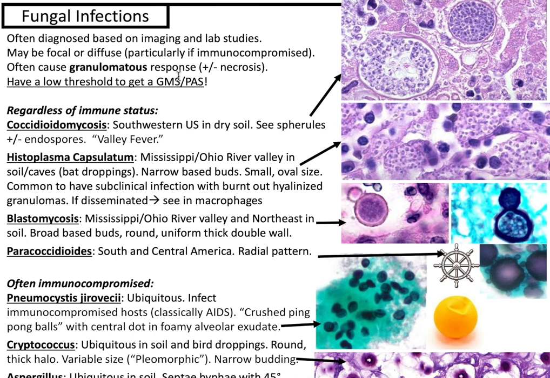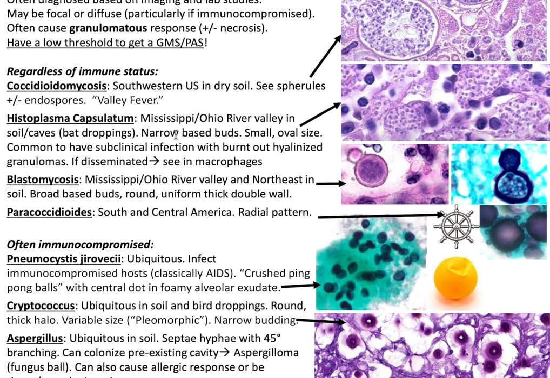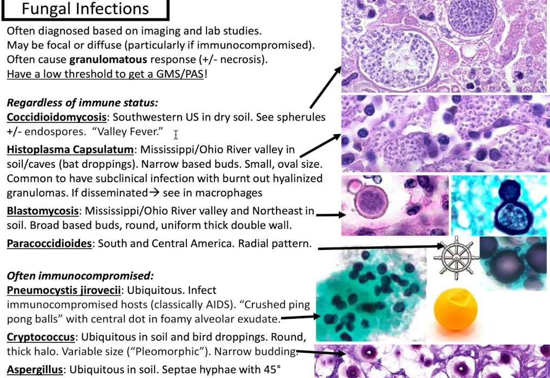It often causes a granulomatous response, plus or minus necrosis, and so have a low threshold to get a GMS-PAS. Regardless of immune status, coccidioidomycosis, generally in the southwestern U.S. in dry soil, and you'll see spherules, plus or minus endospores, and known as valley fever. Histoplasma capsulatum, often seen in the Mississippi-Ohio River Valley, in soil/caves associated with bat droppings.